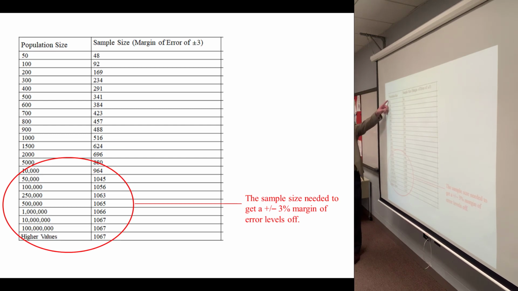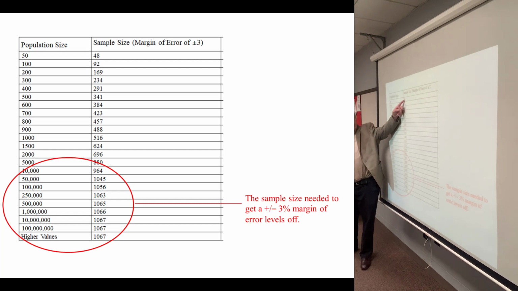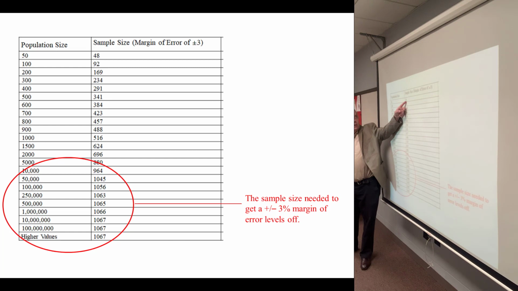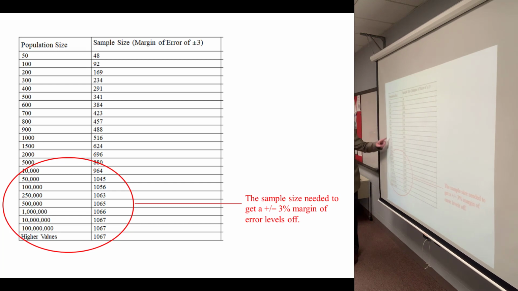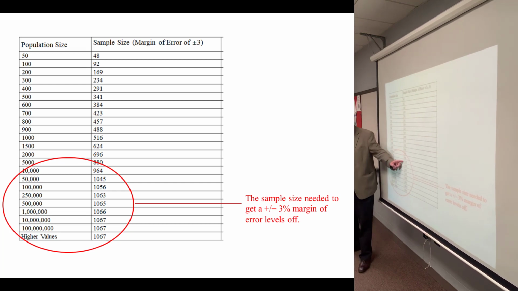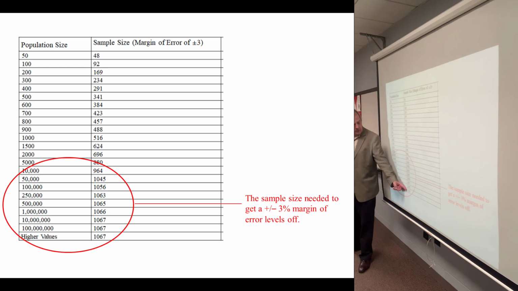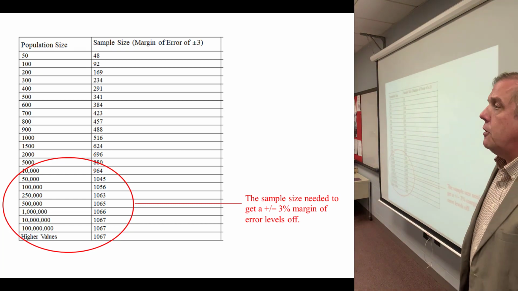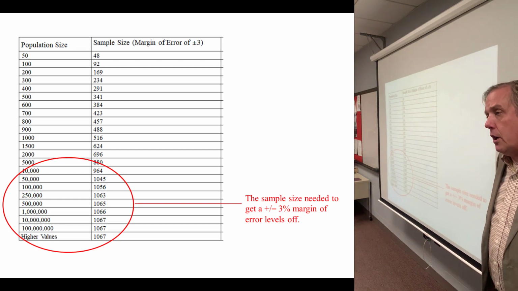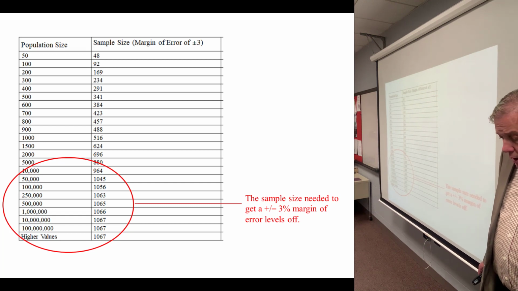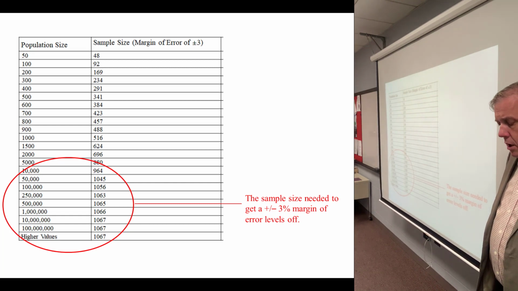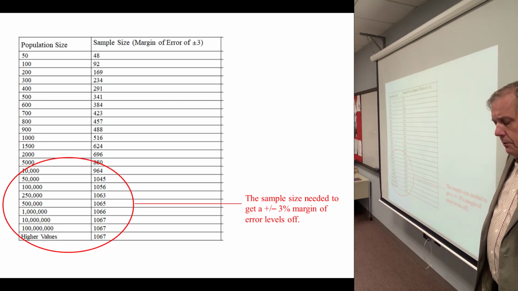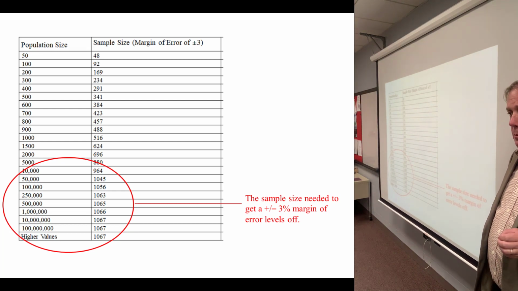So here's the population size. With a population of 50, to get a margin of plus or minus 3%, you basically need to sample everyone, right? But after a while, as the population gets bigger, the number of people you need to sample levels off, and it doesn't do you any more good. So for larger populations, if you're trying to make an inference about, for instance, all of America, having a large sample becomes less important than having a representative sample.